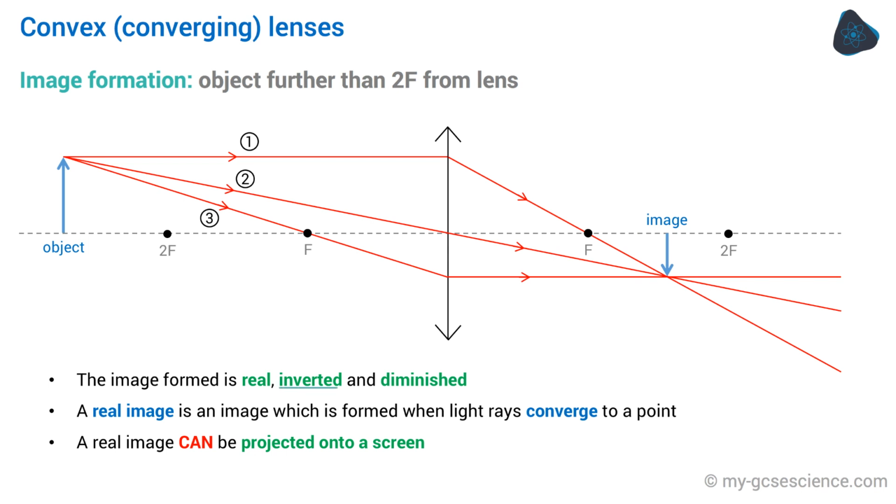By inverted here, we mean that the image has been flipped both vertically and horizontally, although we can only see that it's been turned upside down in this 2-dimensional ray diagram. Finally, when we say that the image is diminished, we mean that it's smaller in size than the actual object.